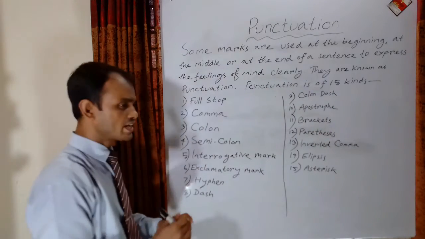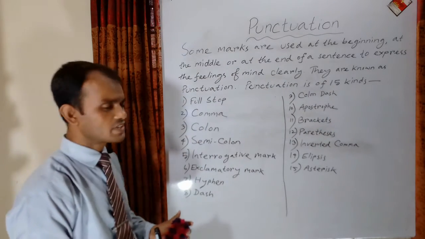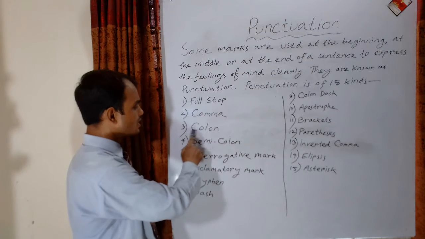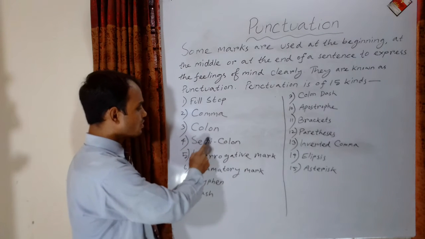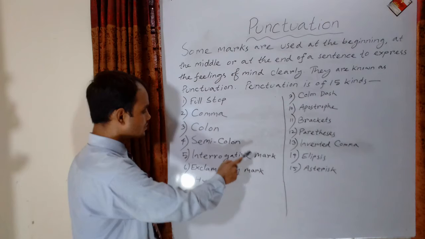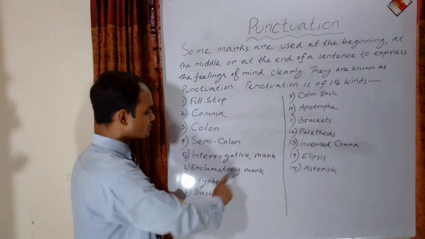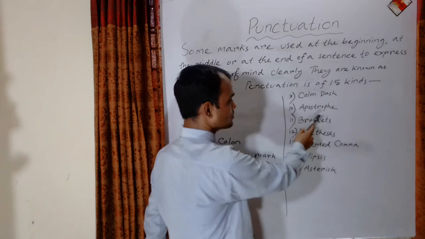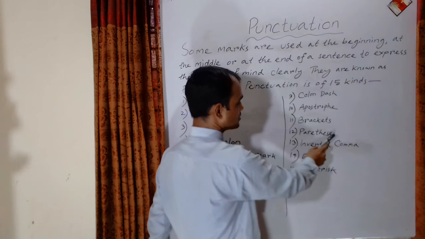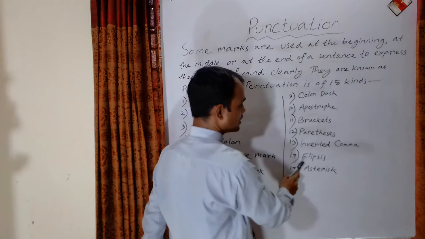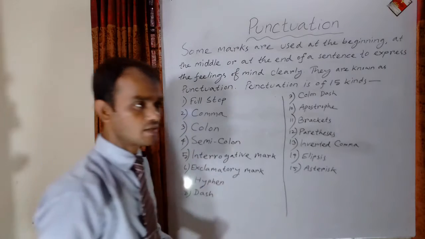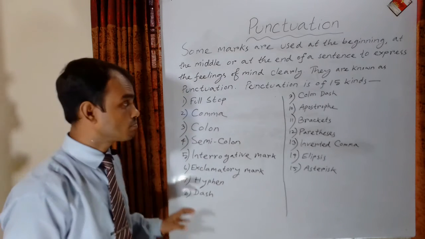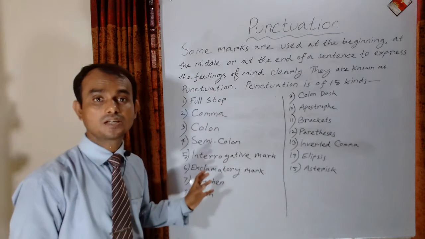Dear students, I have written 15 kinds on the whiteboard. Number 1, full stop, then comma, then colon, semicolon, interrogative mark, exclamatory mark, hyphen, dash, colon dash, apostrophe, brackets, parenthesis, inverted comma, ellipsis, asterisk. But marks are yet left. I have not used or shown any marks here.